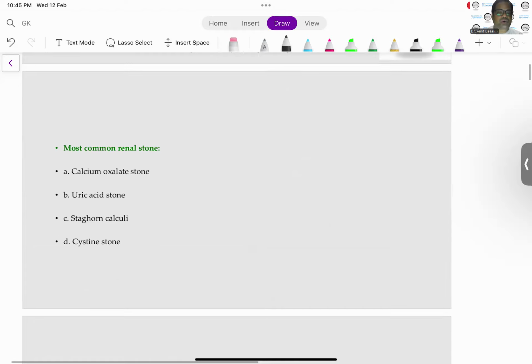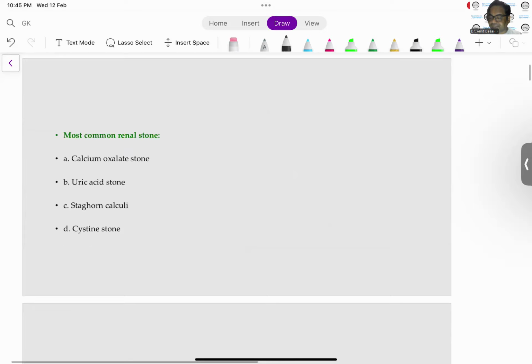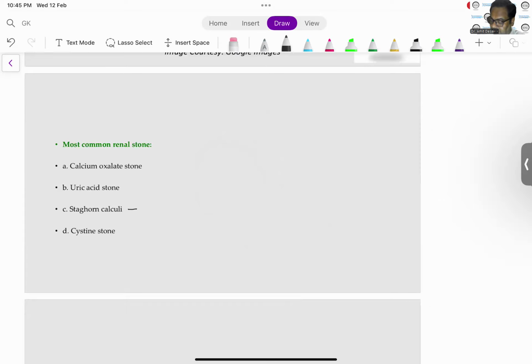The most common type of renal stone. Now they want to know the most common type of renal stone. What are the options that they've given? Calcium oxalate, uric acid stone, staghorn calculi, and cystine stone. Before we go for anything else, let us understand that staghorn calculi are mostly phosphate calculi.